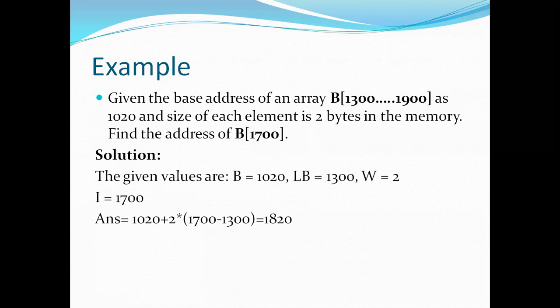In the given values, base address is 1020 and lower bound is 1300. Width is already mentioned, it is 2. So W is equal to 2 and I is equal to 1700, which we want to calculate. So the answer is 1020 plus width 2 into (index 1700 minus 1300). 1700 minus 1300 is equal to 400. 2 into 400 is 800. So 1020 plus 800 is equal to 1820. That will be your address.